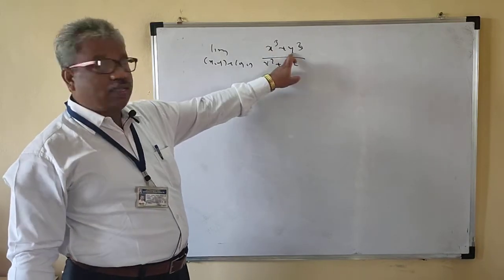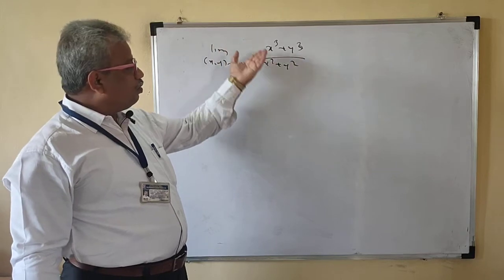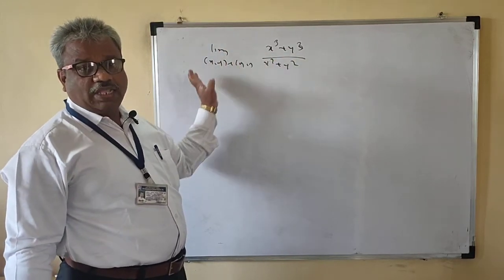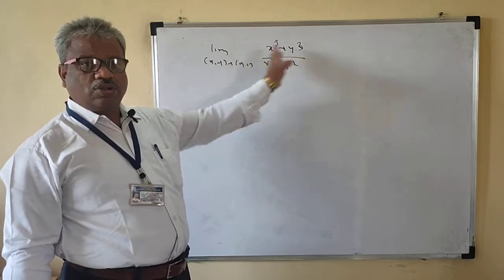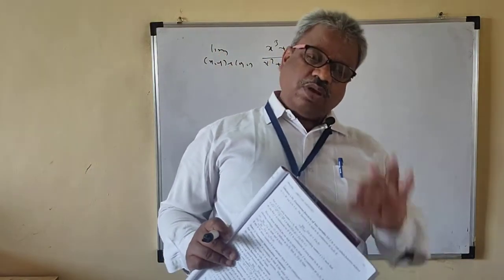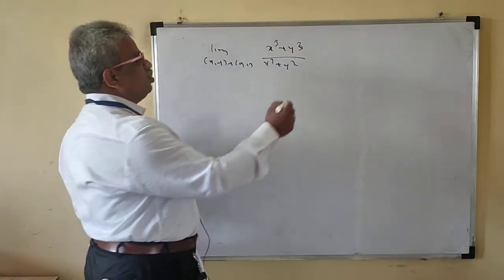Now this is r cube. Here you will take r cube common, so you can take r cube from the r cube upon r square. So r remains, and limit r tends to 0, r into anything is 0. That means this limit exists. If from polar form the limit exists, then it exists. So this limit is 0.